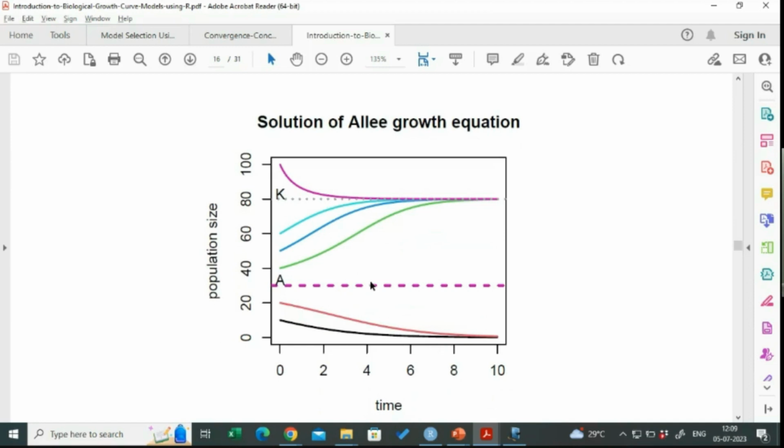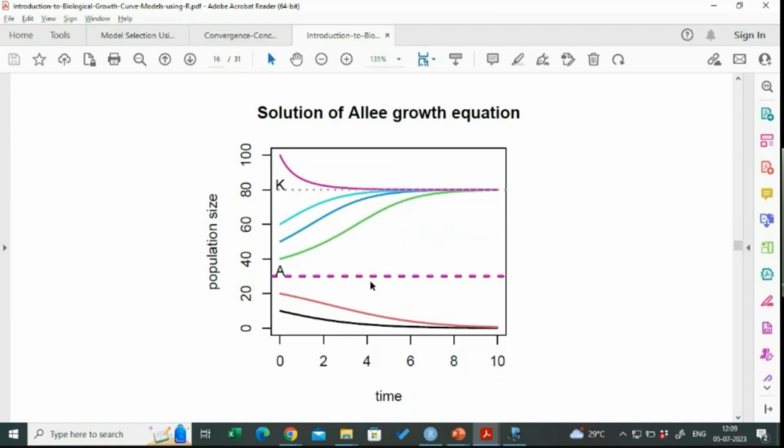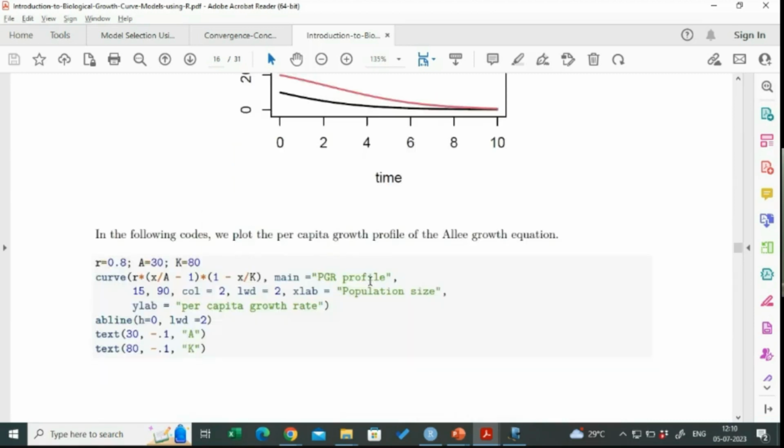Very, very important concept. And this identification of a threshold, or if you are giving me real data, whether such a threshold exists or not, is a very, very important and challenging problem for both statisticians and mathematical biologists.